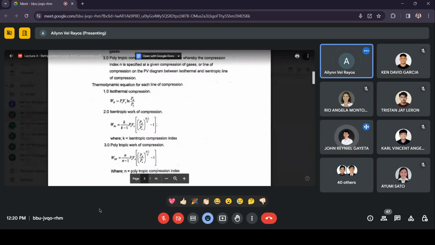Ay ma'am, what if hindi po nabigay yung N na value? Ano po kaya yung gagamitin namin, given po na polytropic po yung nakasaad sa problem? Siguro doon sa problem, there's a way na mahahanap mo yung value ng N. Hindi siya constant. Depende siya sa process. Ang sinasabi natin na constant, yun na yung isentropic compression index na K. So, di siya constant. Given siya sa problem or pwede siyang kuhanin.